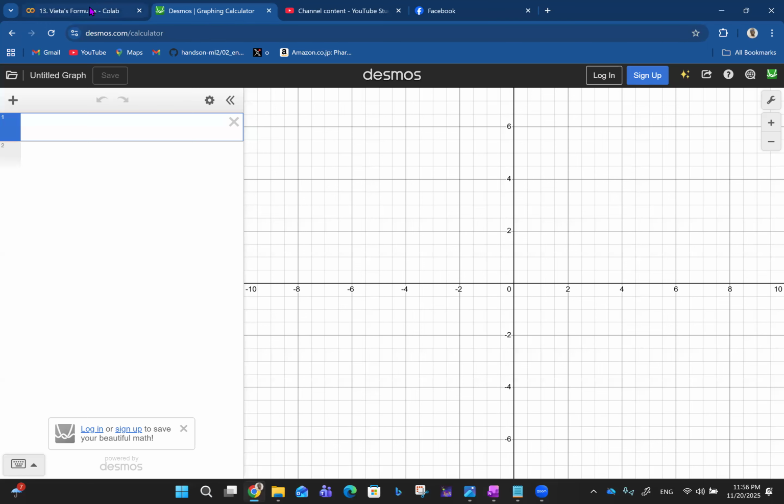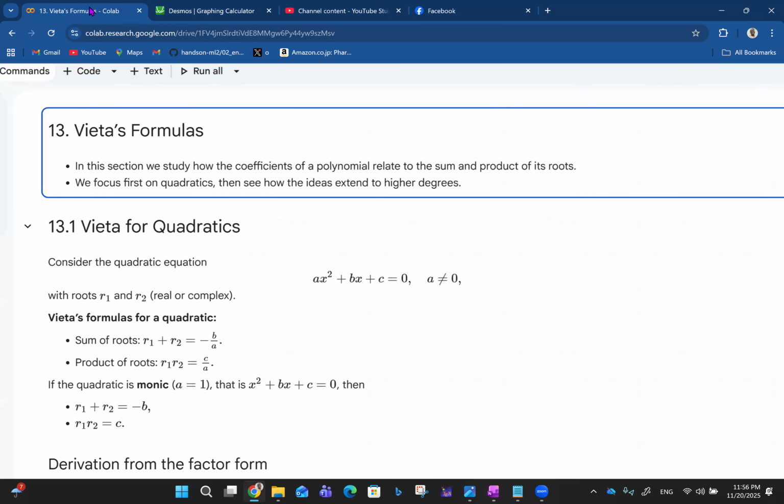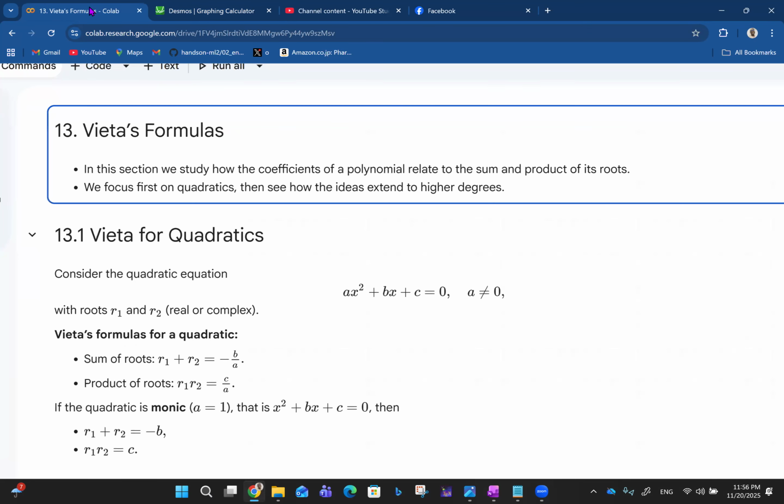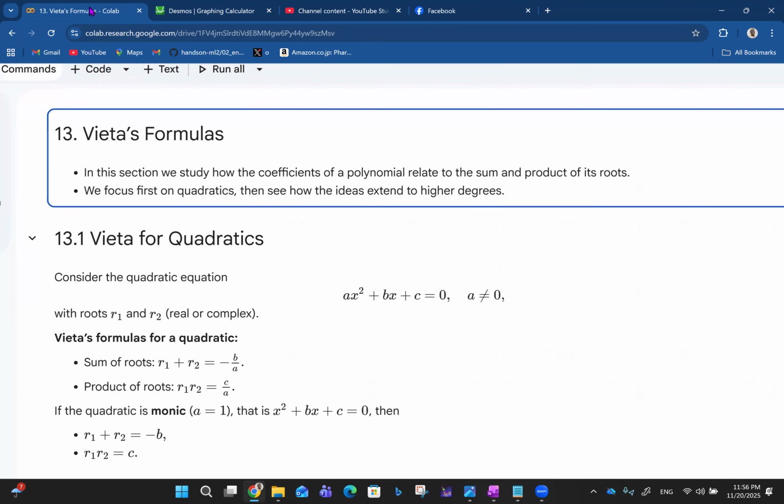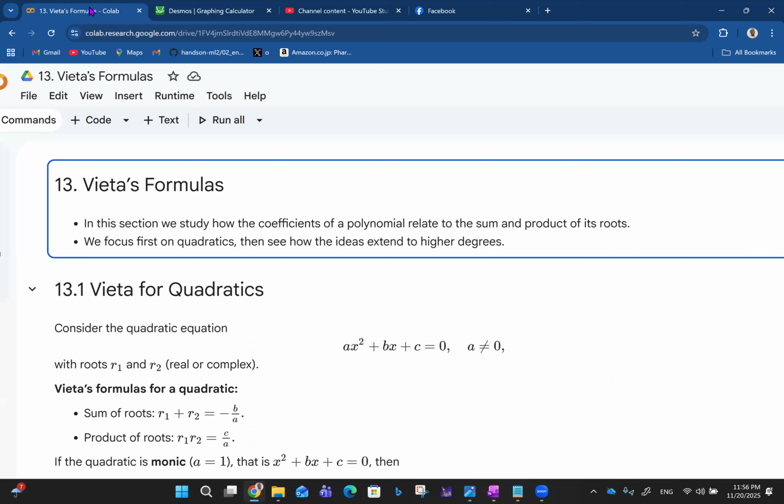Talking about Vieta's formula, in this section, we study how the coefficients of a polynomial relate to the sum and product of its roots. So the coefficients of a polynomial equation can have a relationship with the sum and product of its roots. Sometimes all you know are the sum and product of the roots of a particular polynomial, and then maybe you want to use that to find other things, maybe to get the polynomial itself. We focus first on quadratics, then see how the ideas extend to higher degrees.